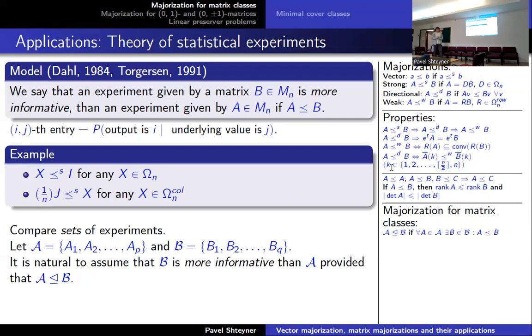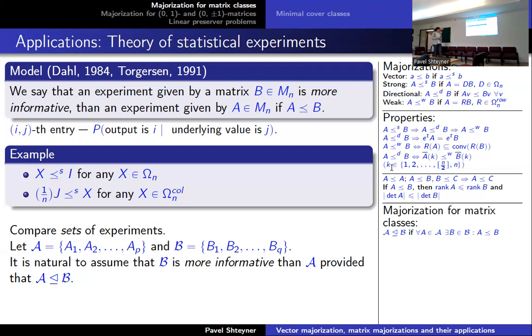So what is J? J is a matrix of all ones. So this is the matrix with every element being 1/m, and this is the worst matrix in an experiment because it doesn't differentiate between any of the outcomes.